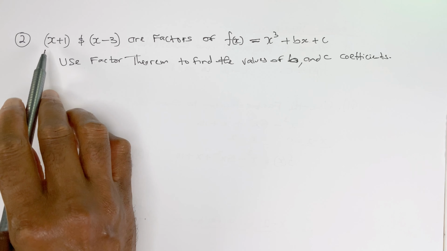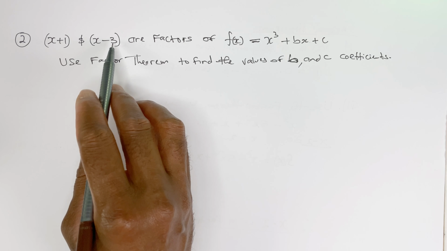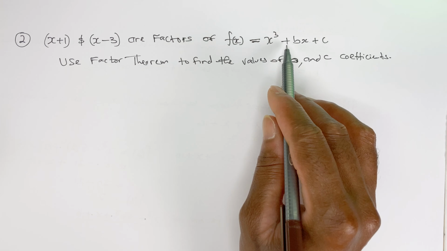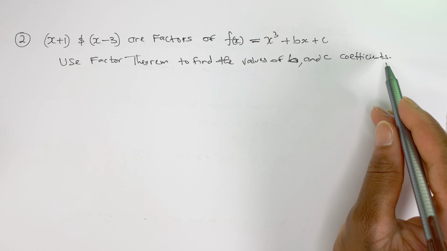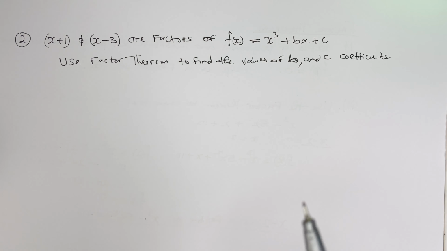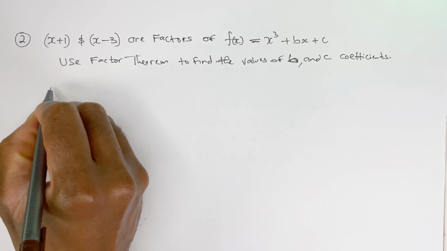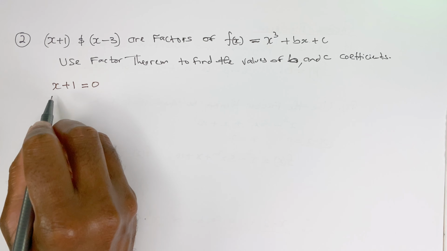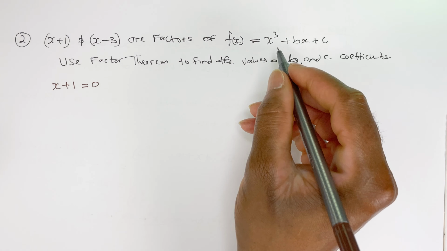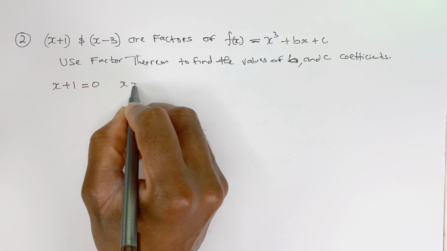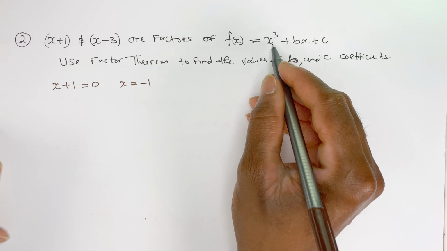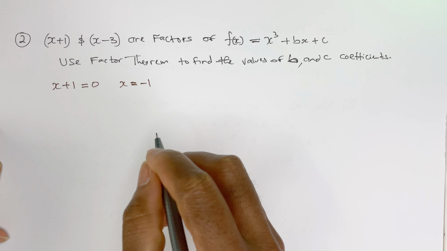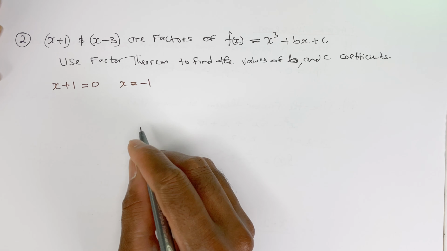Question 2. x plus 1 and x minus 3 are factors of f of x equals x cubed plus bx plus c. Use the factor theorem to find the values of b and c coefficients. Yes, c is also a coefficient of x to the power 0. So the first thing we need to do here is we know that because x plus 1 is a factor, that means it's equal to 0. It's a factor because we get 0 when we put it in. So therefore, x equals minus 1. So if we put minus 1 into here, we'll get 0, so we get our first equation.